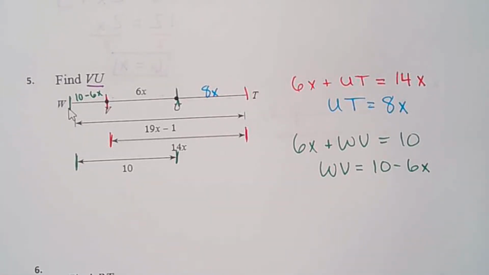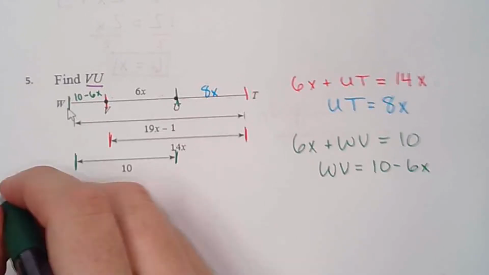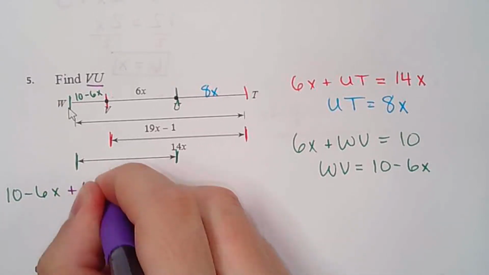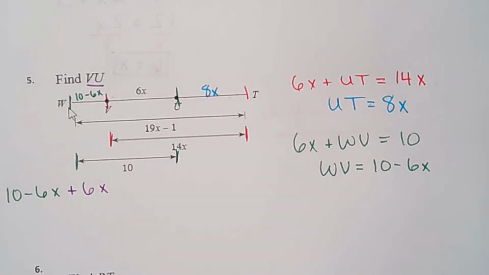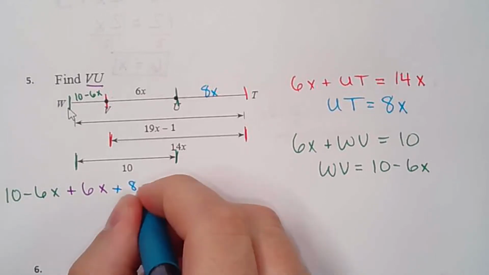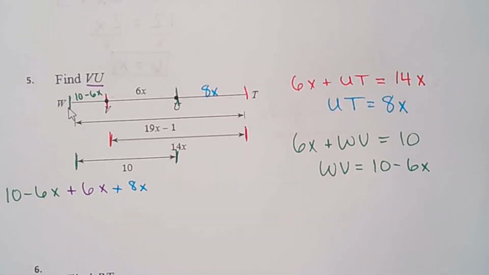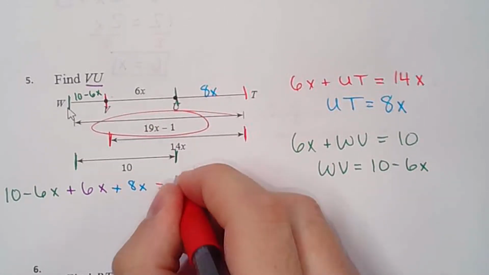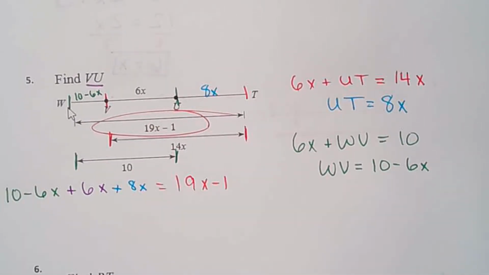Maybe something good will happen, right? So 10 minus 6x plus the middle part. What's the middle part? 6x plus 8x is going to equal the whole thing. Let's do red. So this thing is red: 19x minus 1. Okay. Now we combine what we have.